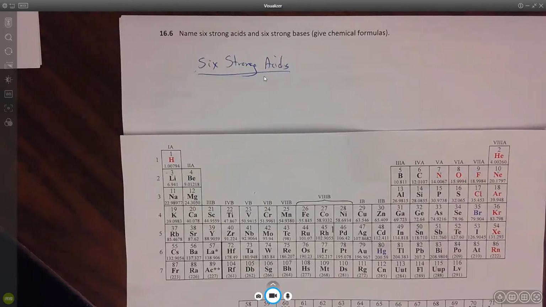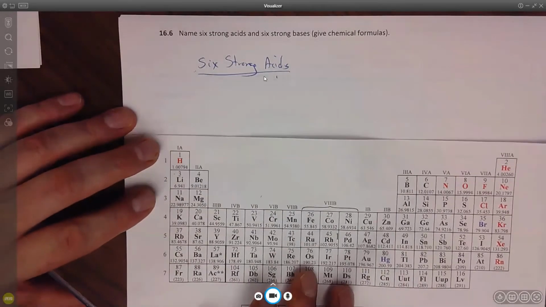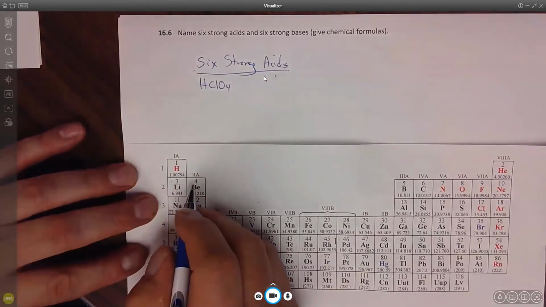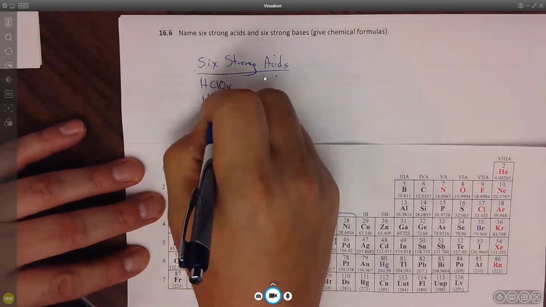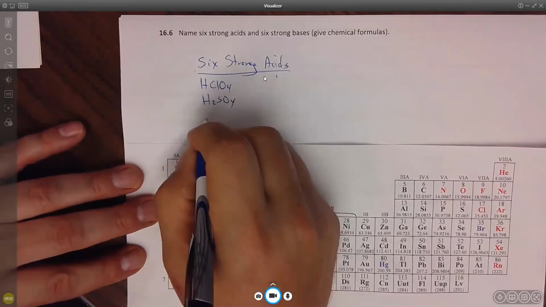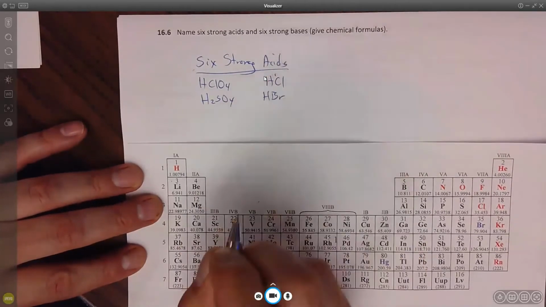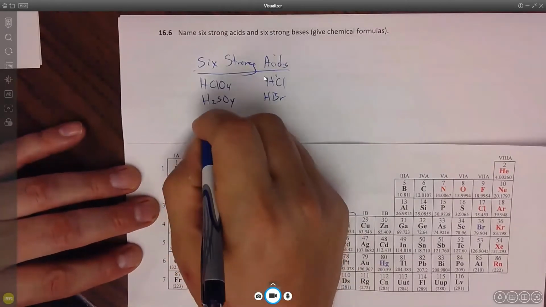LiOH, NaOH. I'm sorry, 6 strong acids. Now I'm saying bases. 6 strong acids. HClO4. Okay, perchloric. H2SO4. Sulfuric. HBr. Okay. Hydrobromic. HCl. Hydrochloric. HNO3, and I'm missing the simplest one.